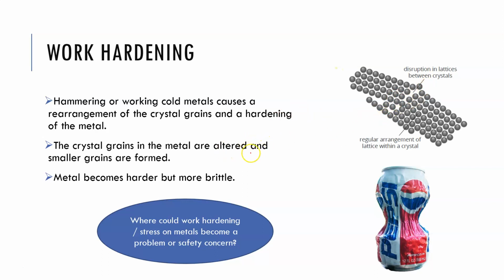The crystal grains in the metal are altered. We get smaller grains being formed, and the lattice can't rearrange as easily across these faults, so it gets brittle and may crack. We get stress fractures.